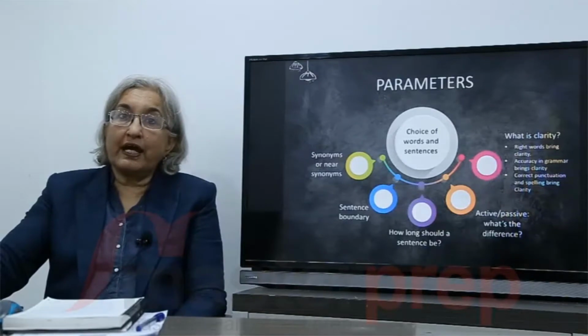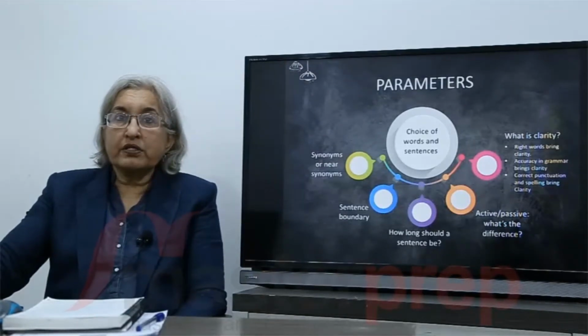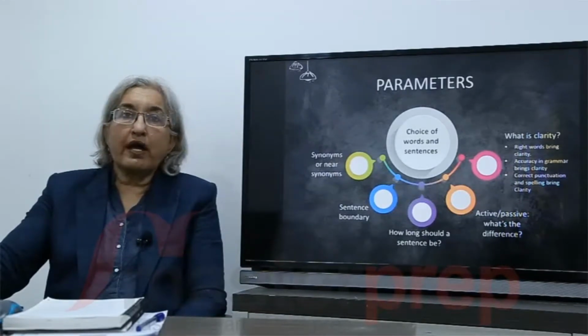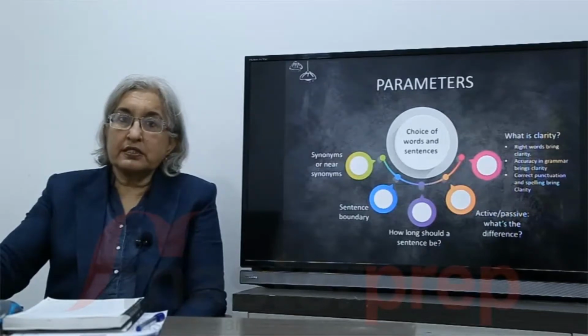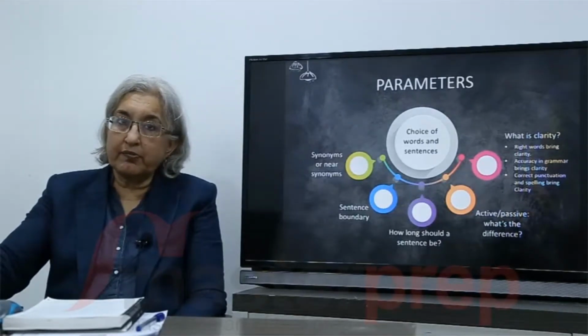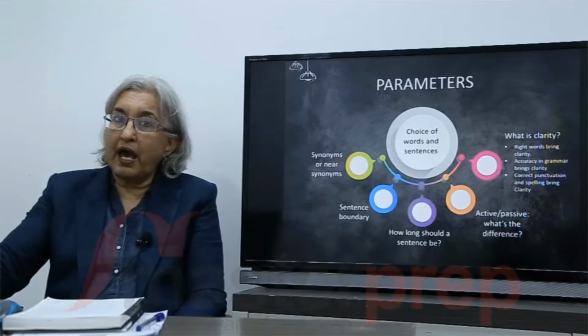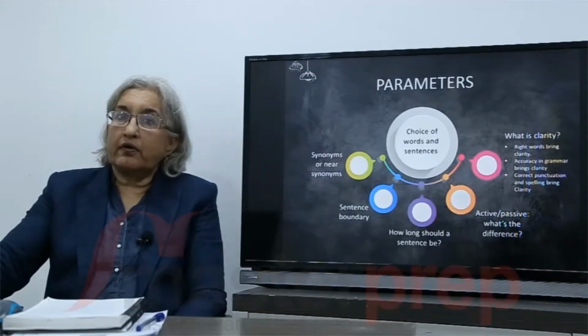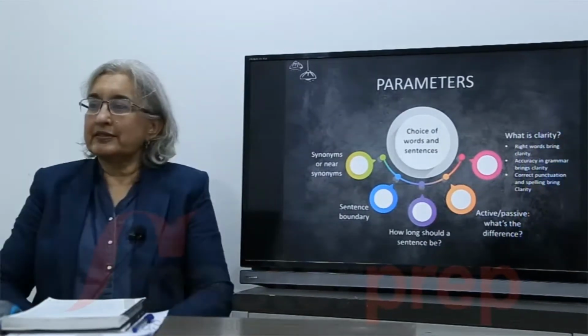You can choose between active and passive sentences. There can be variation between both types of sentences. So finally, what gives clarity to your essay? The right words give clarity. The accuracy in grammar, such as the correct use of subject-verb agreement, singular and plural nouns, use of articles like the, and the use of prepositions are very important, and they must be accurate. Overall, these are the elements which bring clarity to your essay.